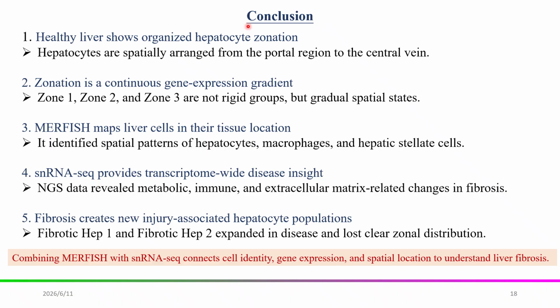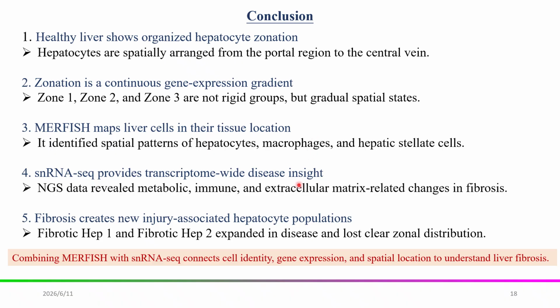This slide summarizes the main conclusions of the paper. First, in healthy liver, hepatocytes are spatially organized from the portal region to the central vein. Second, the authors found that liver zonation is not a strict separation into zone 1, zone 2, and zone 3. Instead, it is a continuous gene expression gradient. And third, MERFISH helped map liver cells directly in their tissue location. It showed spatial patterns of hepatocytes, macrophages, and hepatic stellate cells.